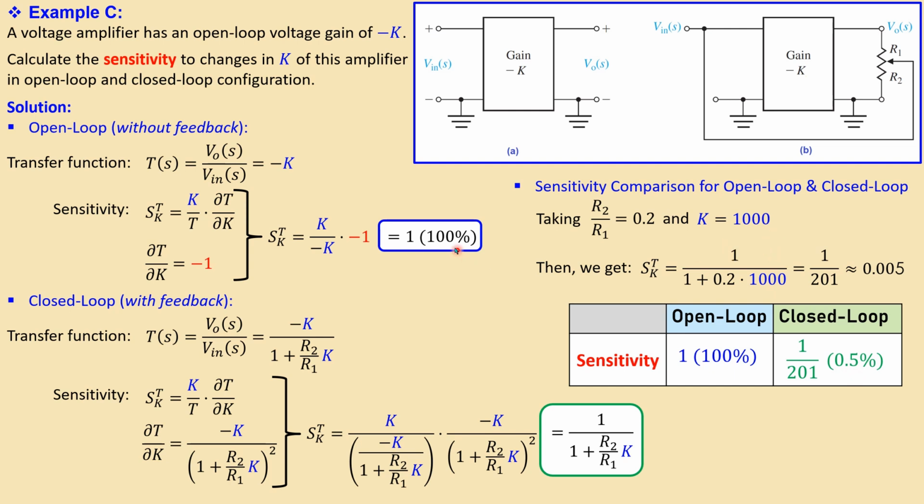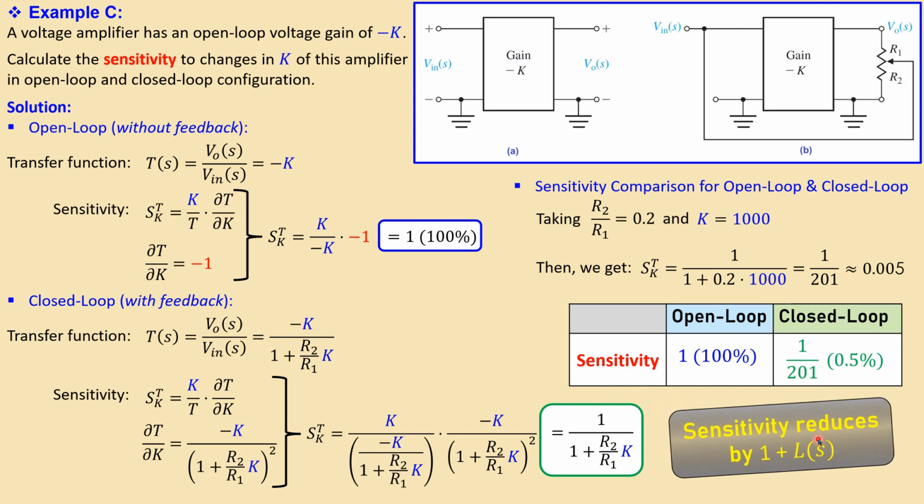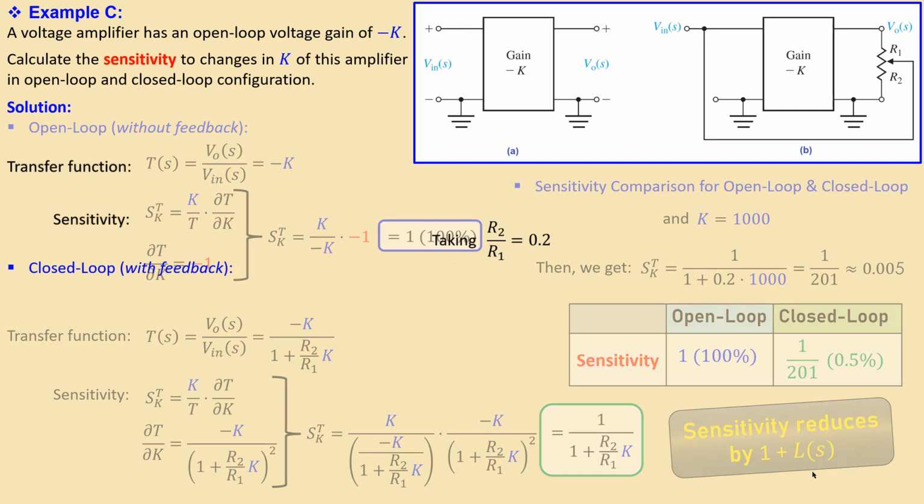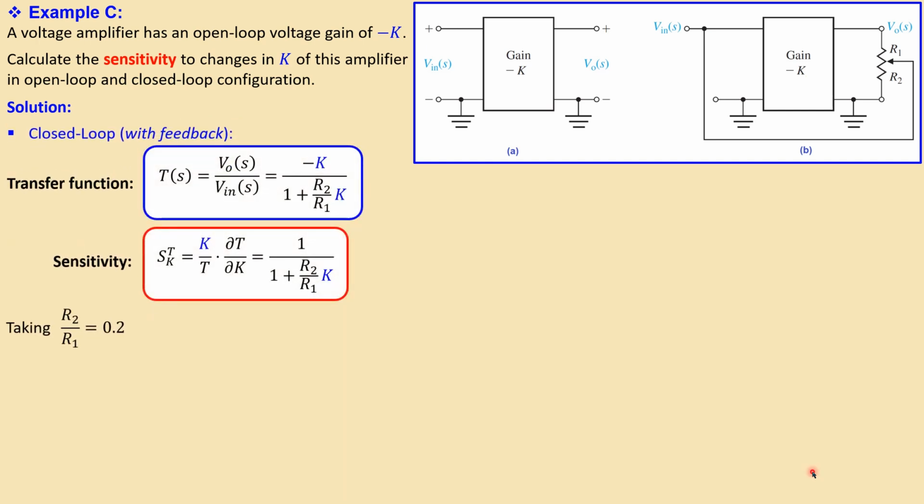So 100% sensitivity in the open loop has decreased by just using feedback to 0.5%, of course, using these values. This is a huge improvement, of course, looking at the open loop configuration. So sensitivity is reduced by 1 plus the loop gain. That is actually a general rule in amplifier design also. But let's look at it in great detail.